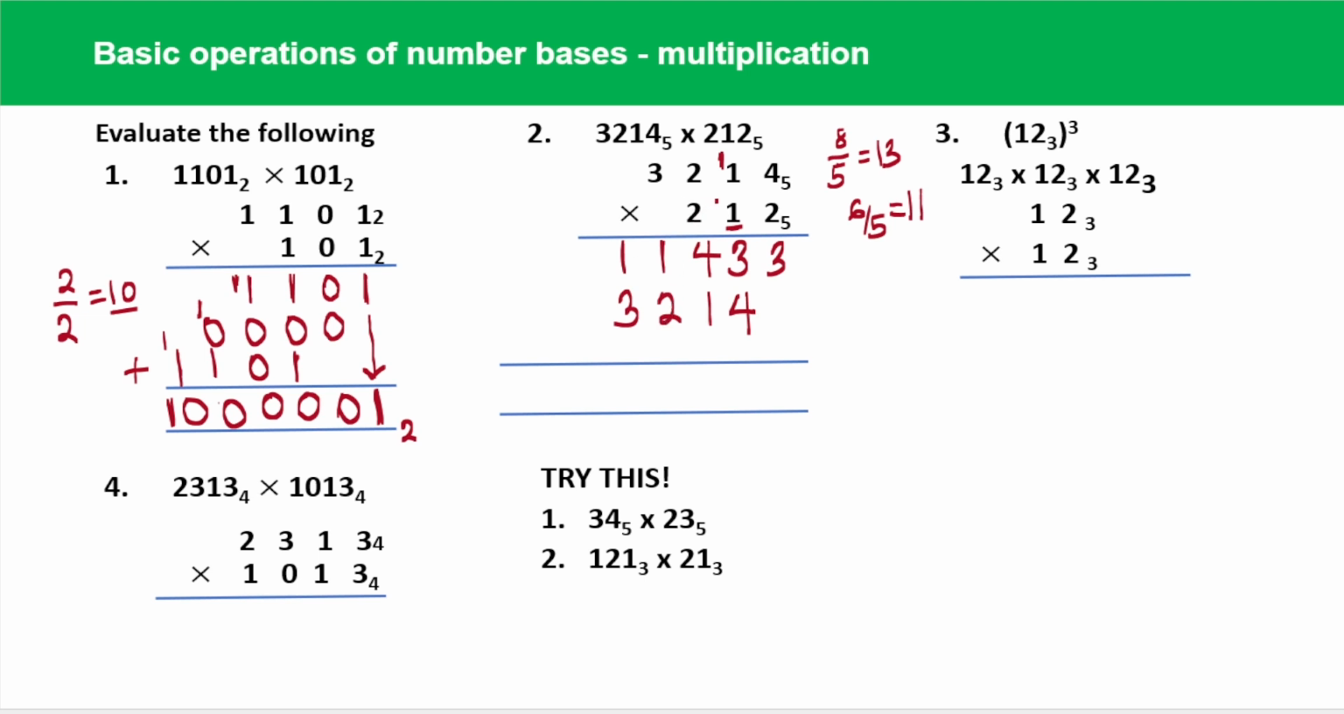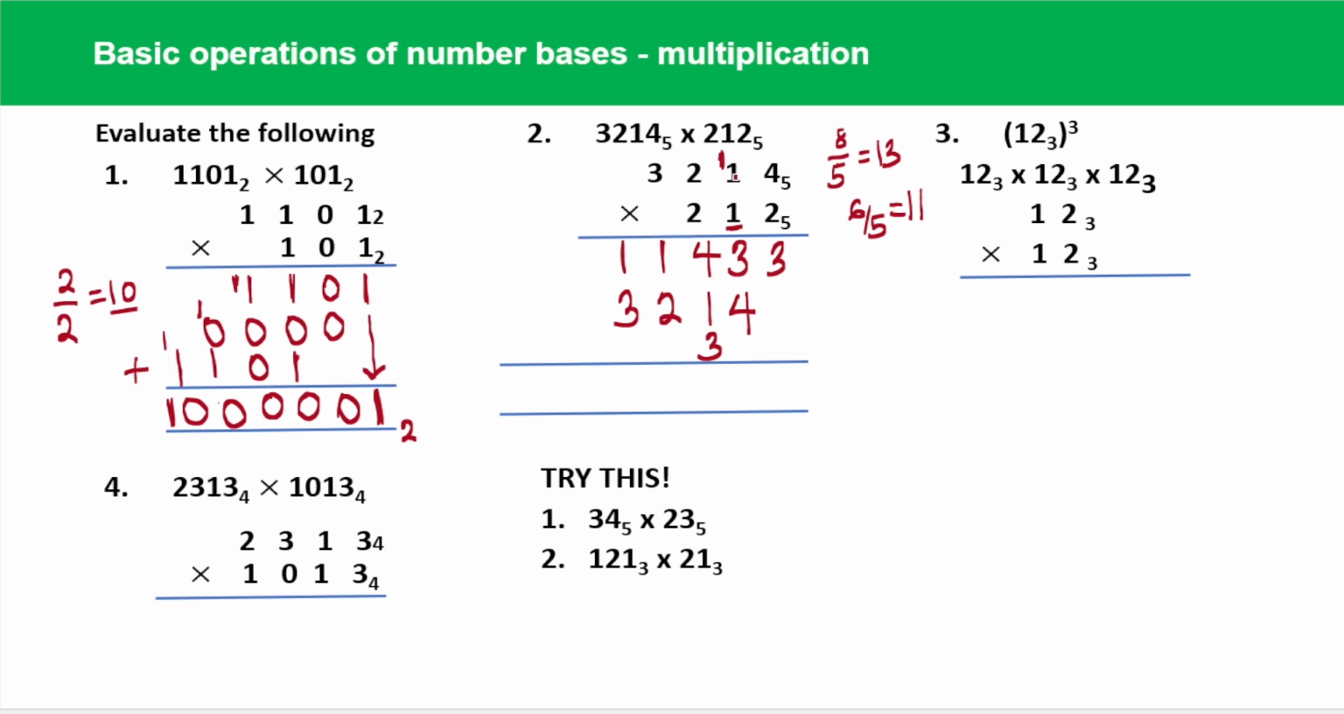Now for the third line of multiplication, we have 2 times 4, that is 8. It would be wrong to write 8 here again. So what do we do? We do 8 divided by 5, which is the base, and that will give us 1 remainder 3. So again, we write the remainder of 3, then we carry the 1.